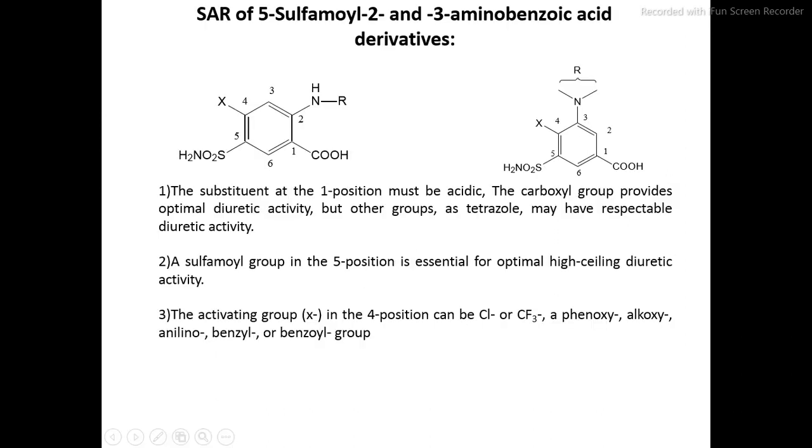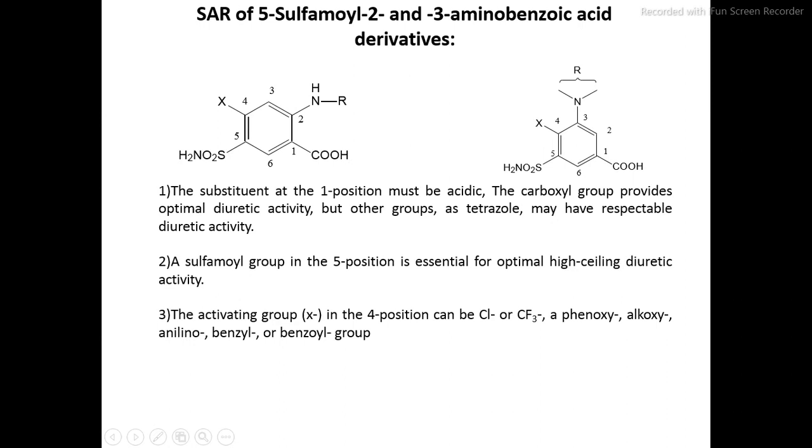SAR of 5-sulfamoyl 2 and 3 amino benzoic acid. The substitution at position 1 must be acidic. It should be considered as a carboxylic acid, as the carboxylic acid group provides the optimal diuretic activity. But other groups such as the tetrazole may have a respectable diuretic activity. A sulfamoyl group in the first position is essential for optimal high ceiling diuretic activity.